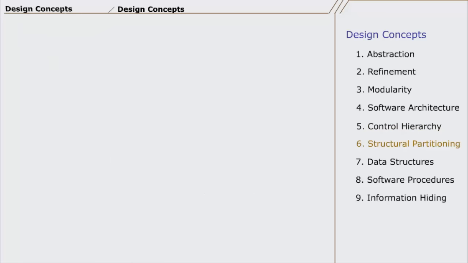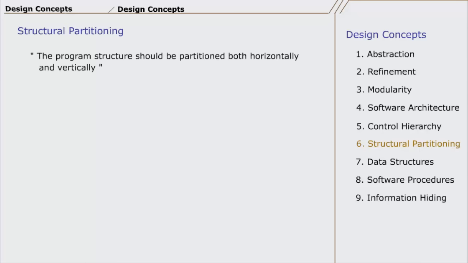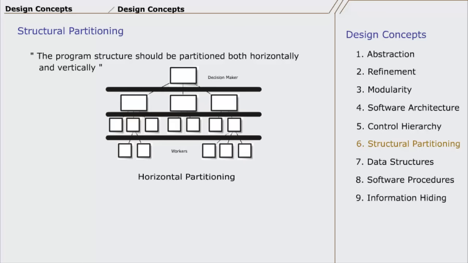Number 6. Structural partitioning. The program structure should be partitioned both horizontally and vertically. Horizontal partitioning defines separate branches of modular hierarchy for each major program function.